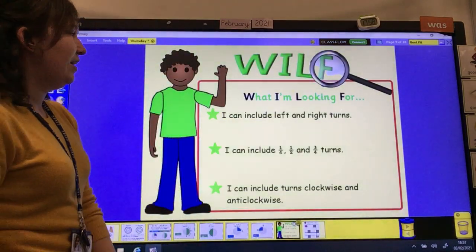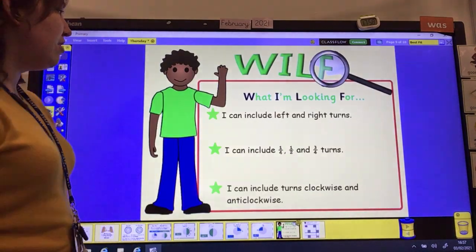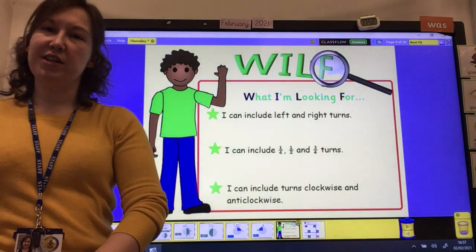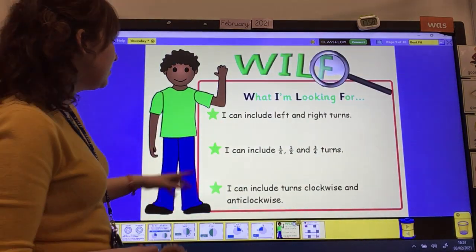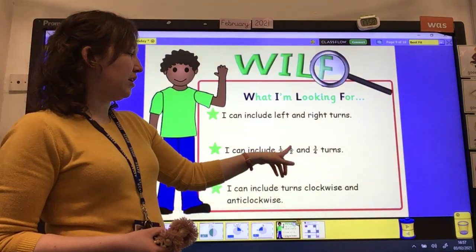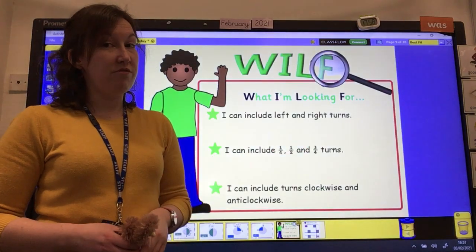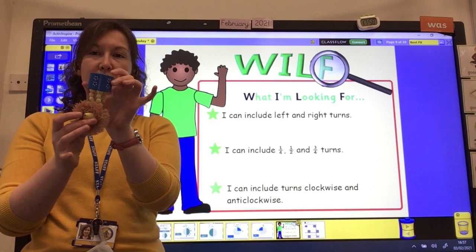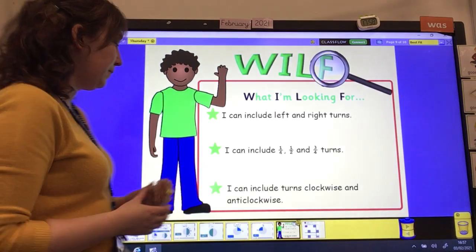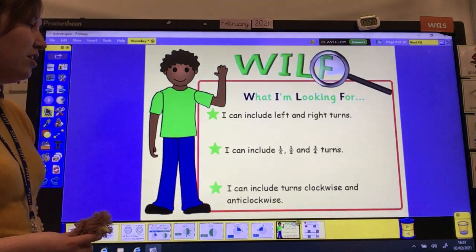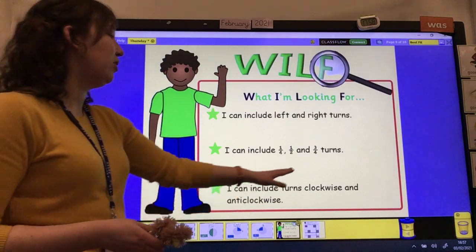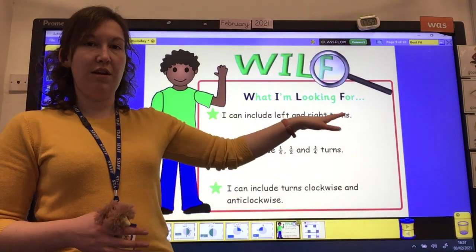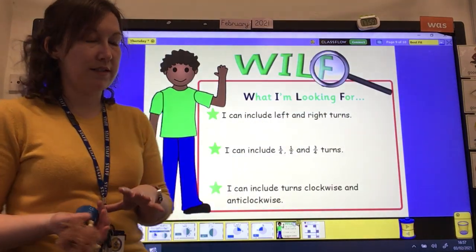So today, what am I looking for in your work? I'm looking to see if you can include left and right turns. So can you tell me to turn left or right? I can include quarter, half, and maybe even 3/4 turns where you've turned 1/4, 2/4, 3/4. And I can include turns clockwise and anti-clockwise. So maybe rather than using the language left and right, you could use clockwise or anti-clockwise.